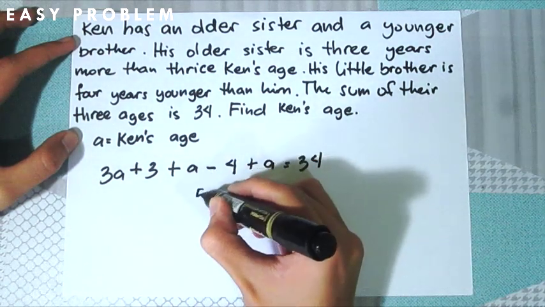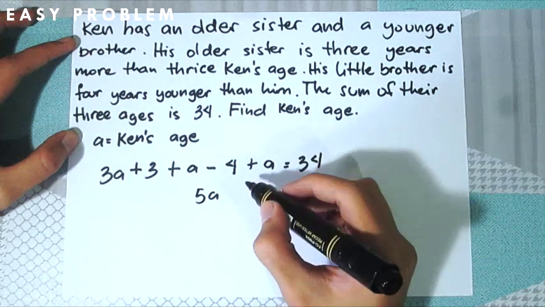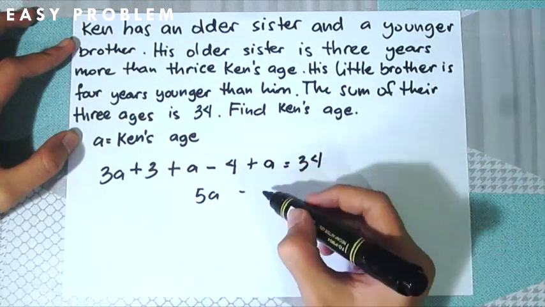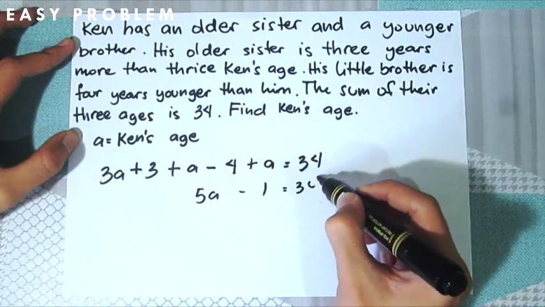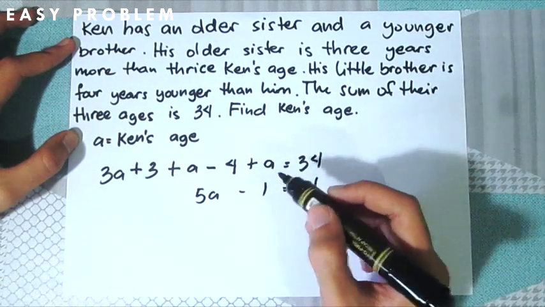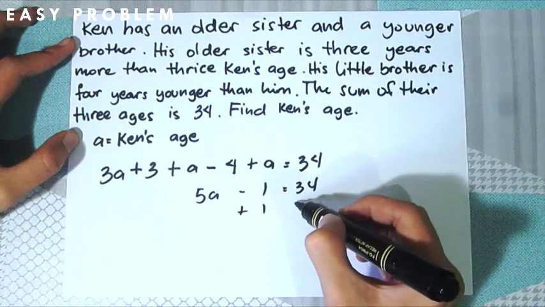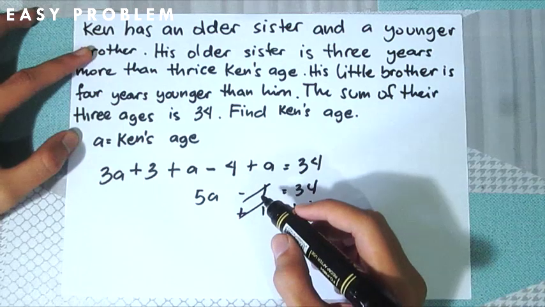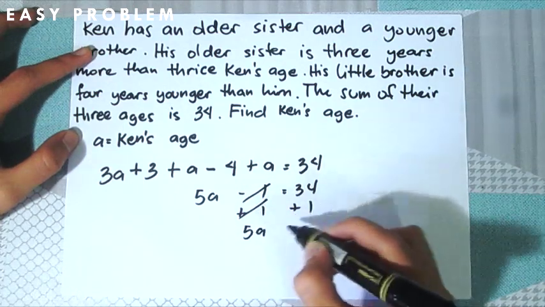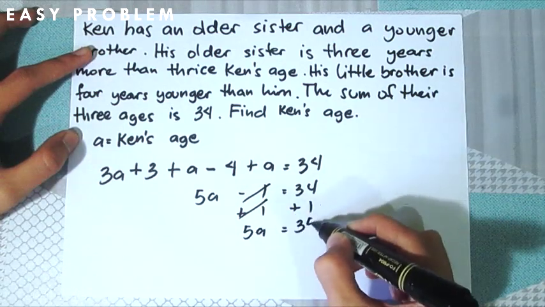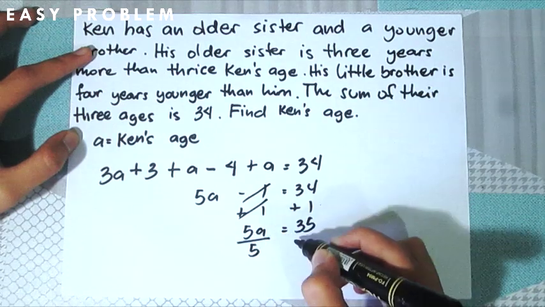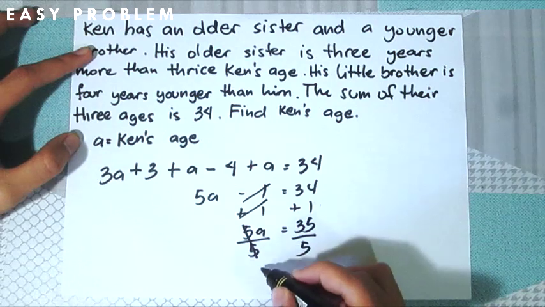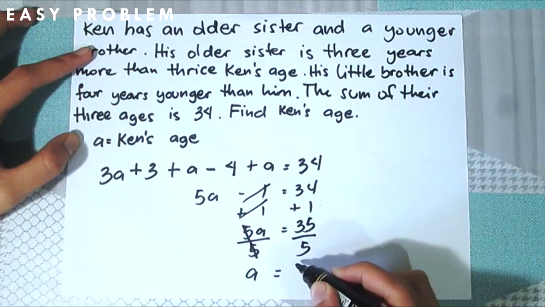We combine like terms, so 5A, then 3 minus 4 is negative 1, is equal to 34. Then we plus both sides by 1. So let's cancel this. So bring down 5A equals 35. Then we divide both sides by 5. So cancel. And so A is equal to 7.